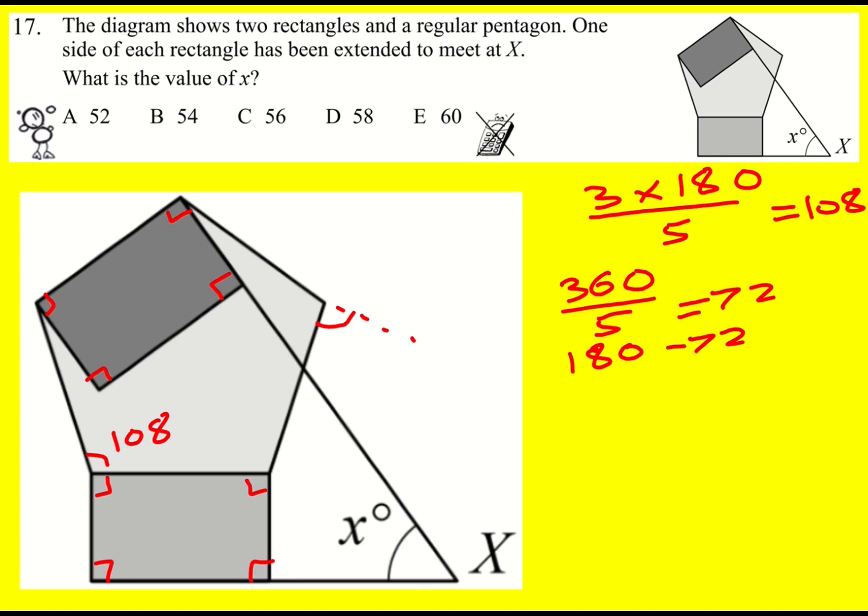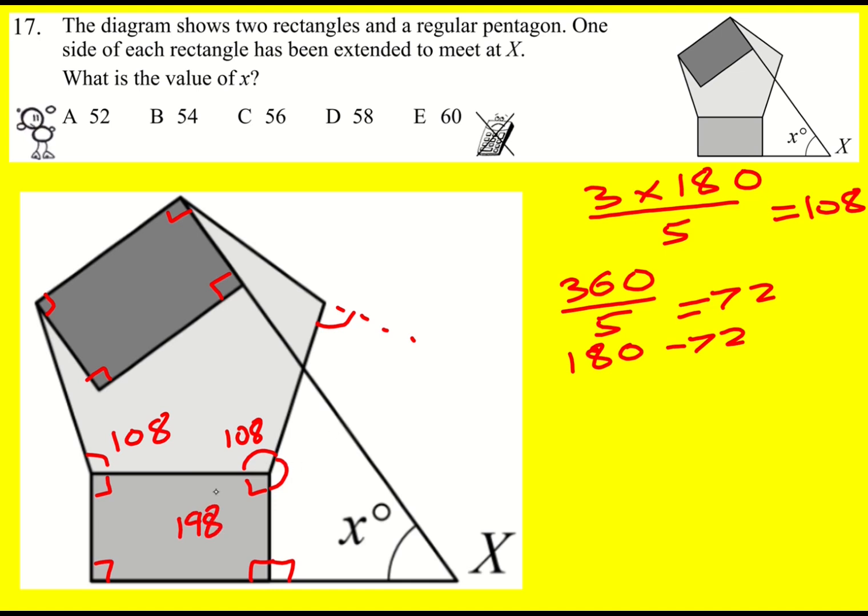Right, and we're trying to find x. So how are we going to get there? Well, we've got 90 degrees here. Remember, we've got 108 here. So I can actually work out that one because it must be that the whole thing adds to 360. So I've got 198 if I add those two.